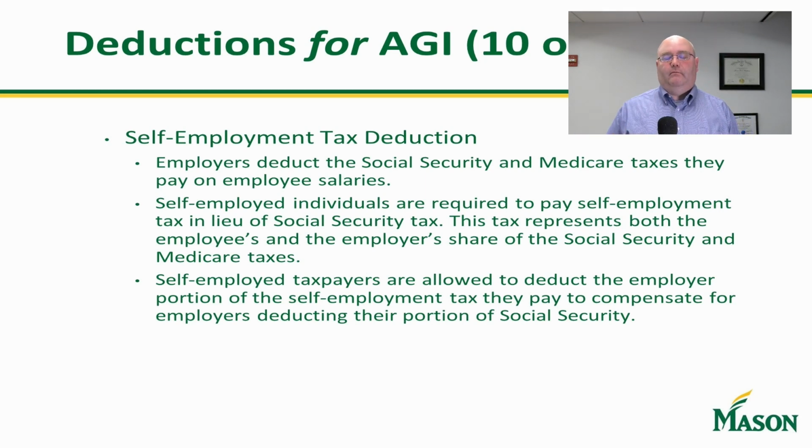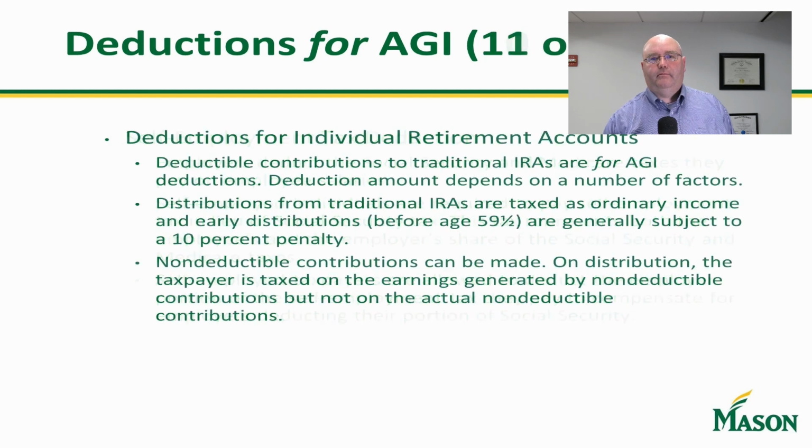But here's the thing. When your employer pays their half of the employment tax, it's a tax deduction from income taxes for them because it's a necessary cost of doing business. I have to have employees. When you're self-employed, Congress says, hey, the employer half of this, we're going to go ahead and give you the deduction for that. So that's actually a good thing.